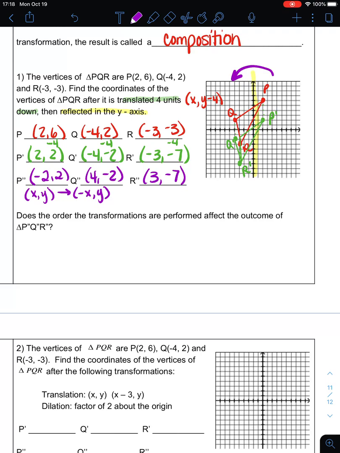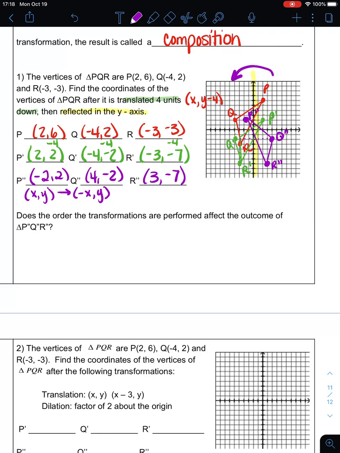So what has happened is P flips from being on the right to being on the left. There's P double prime. It's been changed twice. Q is 1, 2, 3, 4 away, so it will be 4 away on the other side. Q double prime, and then R is 3 away, so it will be 3 away on the flip side. And so my new triangle, which has been slid down and then flipped over, is now right there.